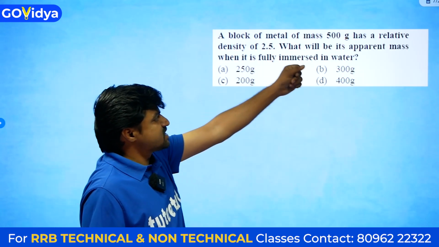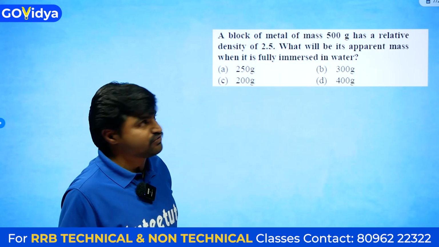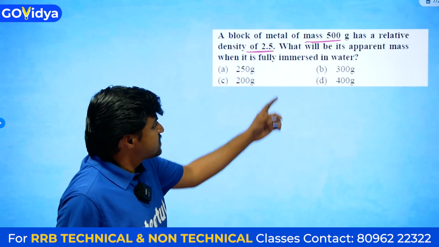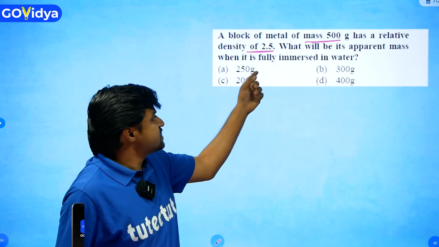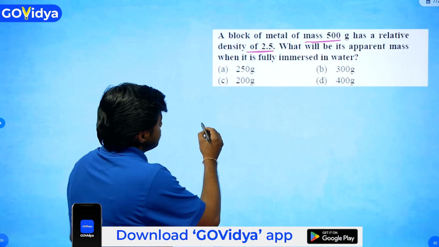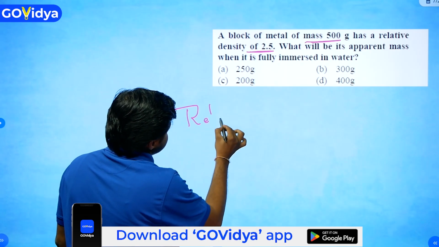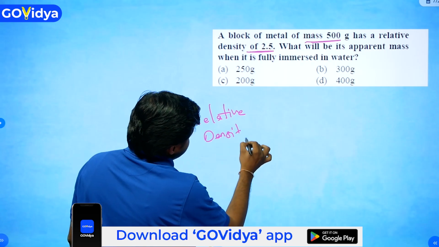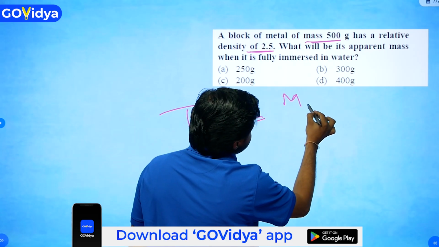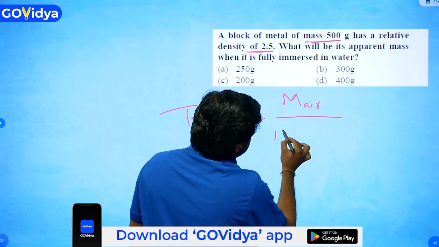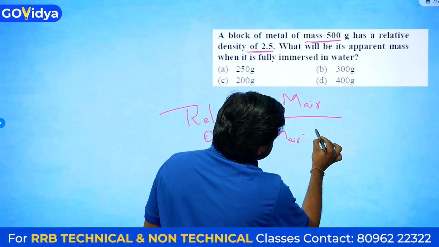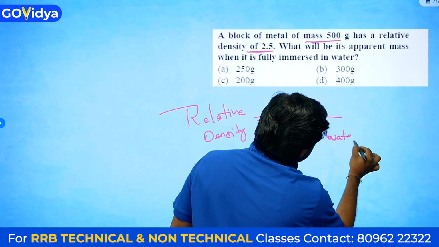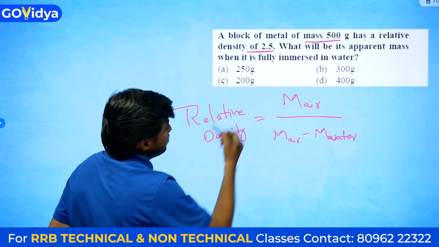A block of metal of mass 500 grams has relative density of 2.5. Okay, mass is given and the relative density is given. What is the apparent mass of the block when it is fully immersed in water? Relative density is equal to mass of body in air by mass of body in air minus mass of body in water. Relative density is given, 2.5.